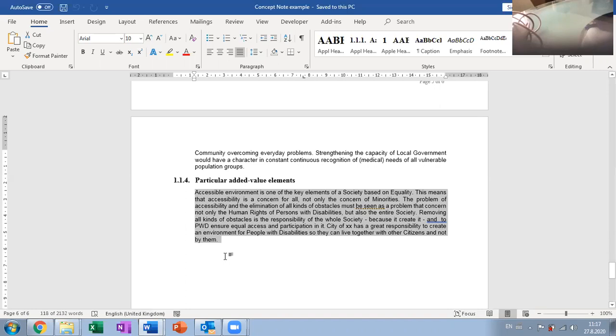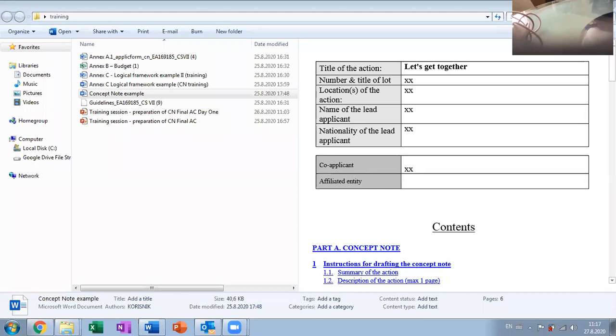I think that someone wanted to add something. Just wanted to say thank you, very useful. But is it possible to see a very good proposal as an example?